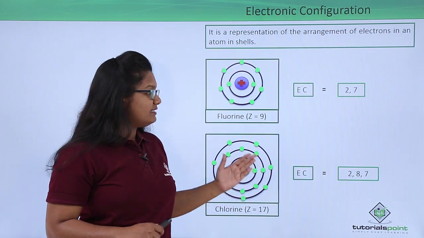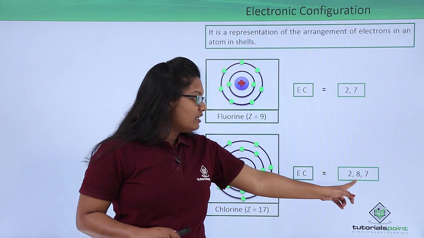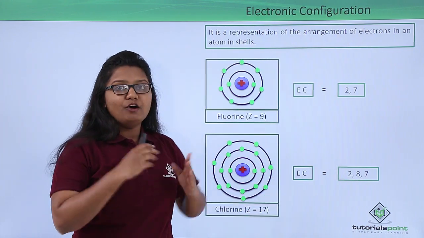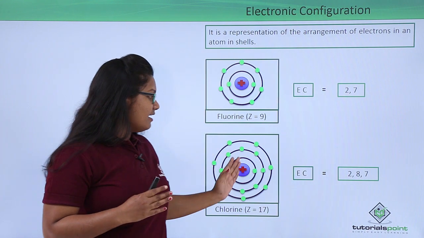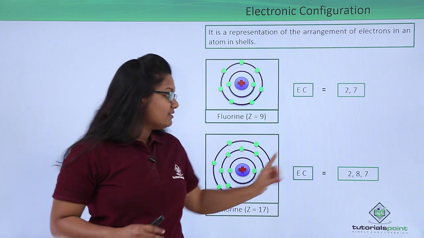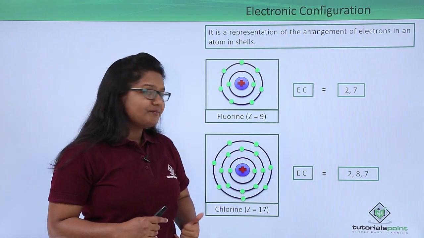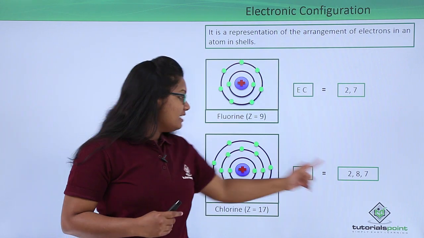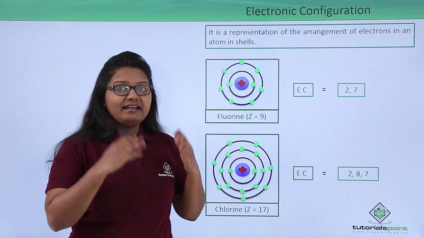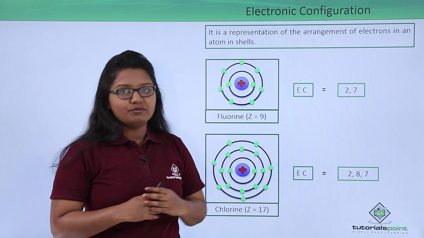Even from here we see that the electronic configuration clearly shows how many electrons are there in K, L and M shells. That is, 2 electrons are there in K shell and there are 8 electrons in L shell, and M shell has 7 electrons in total.